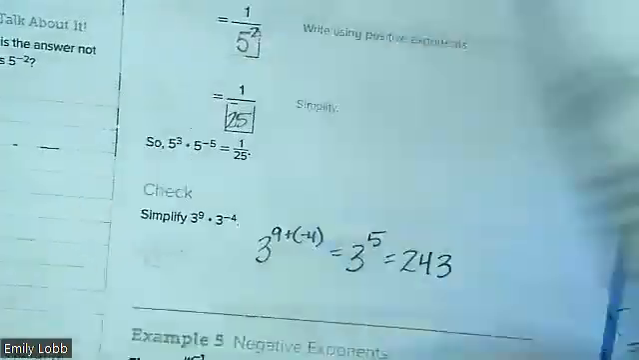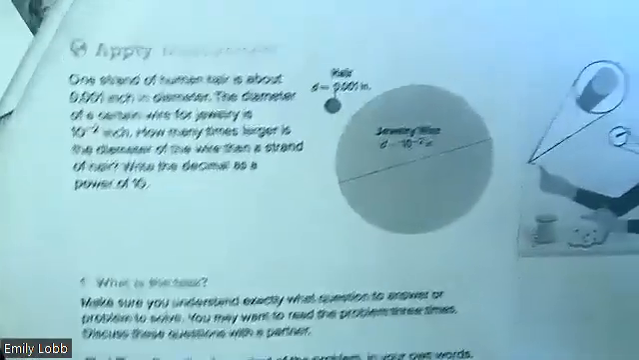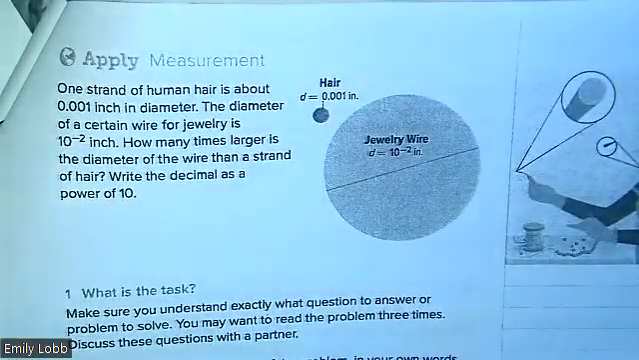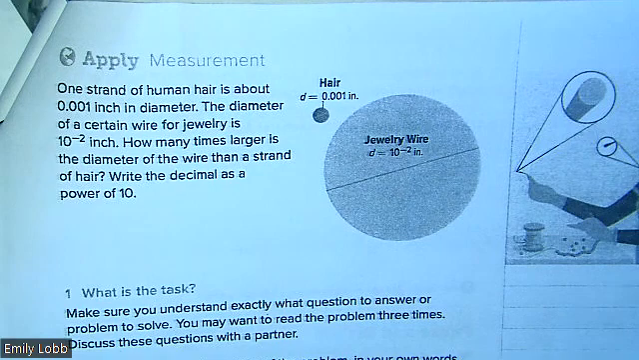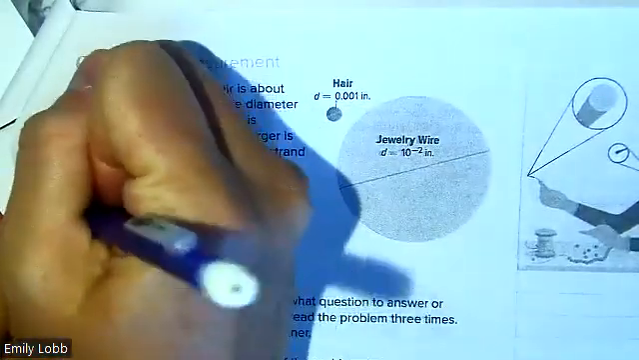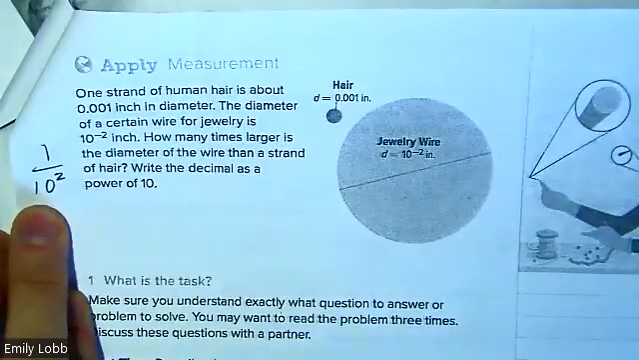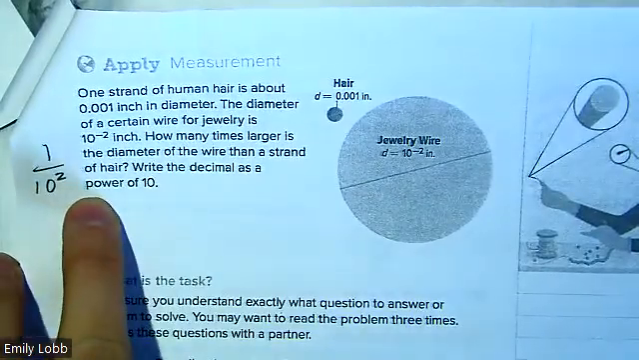All right, let's look at some apply problems. Back to page 39. One strand of human hair is about 1/10,000 inch in diameter. The diameter of a certain wire for jewelry is 10⁻² inch. Remember, this is like 1/10 squared. That means there's 2 zeros down there.